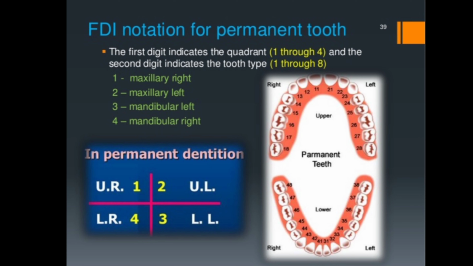The FDI notation for the permanent tooth is shown in the picture. This system uses a two-digit formula, as we can see in the picture given below. The first number represents the quadrant and the second number represents the tooth. So if you are talking about the second molar of the first quadrant, then it is designated as 1 8, and if you are talking about the canine of the second quadrant, then it will be designated as 2 3, as 2 represents the quadrant and 3 represents the canine. Similarly, it can be seen in the picture how different numbers are used to designate different teeth.